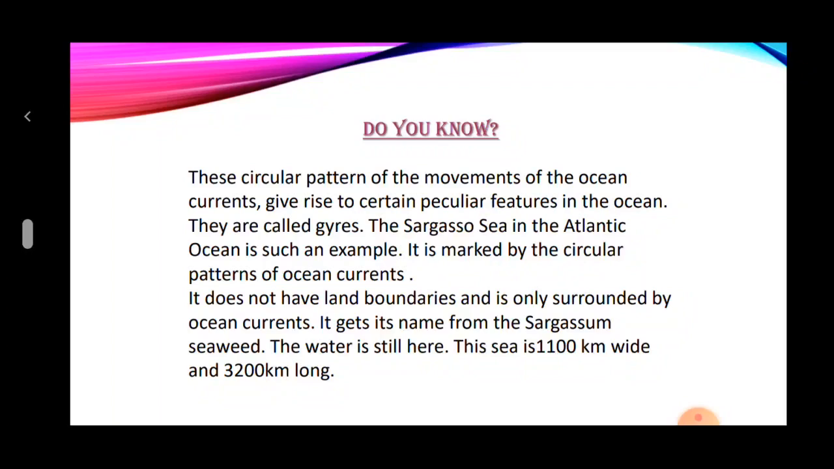the Sargasso Sea in the Atlantic Ocean. It is an example which is marked by the circular pattern of the ocean currents. It does not have land boundaries and is only surrounded by the ocean currents. So it gets its name from the Sargasso seaweed, and the water remains still here. This sea is 1100 km wide and 3200 km long.